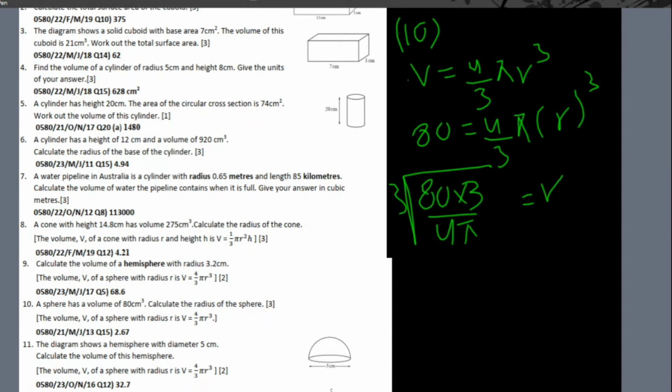So I'll write cube root, then fraction key, then 80 times 3 in the numerator and 4 shift pi in the denominator, which gives me 2.67, rounded to 3 significant figures. Question 11.